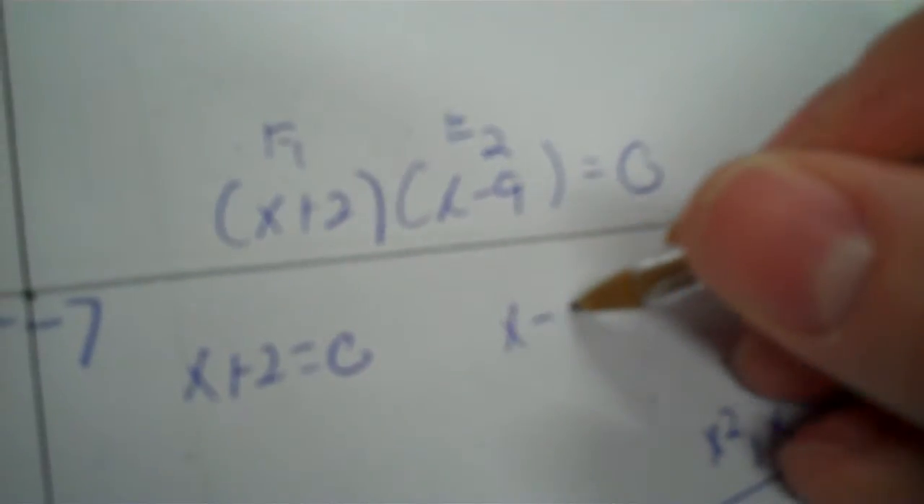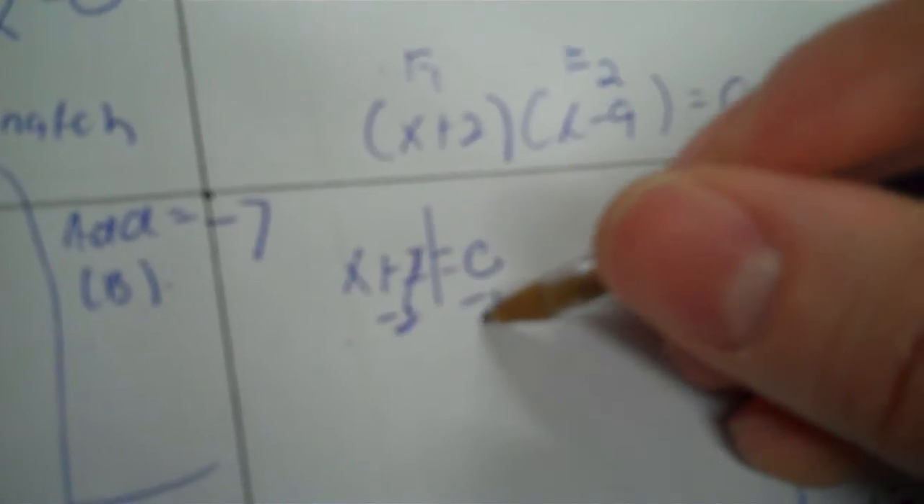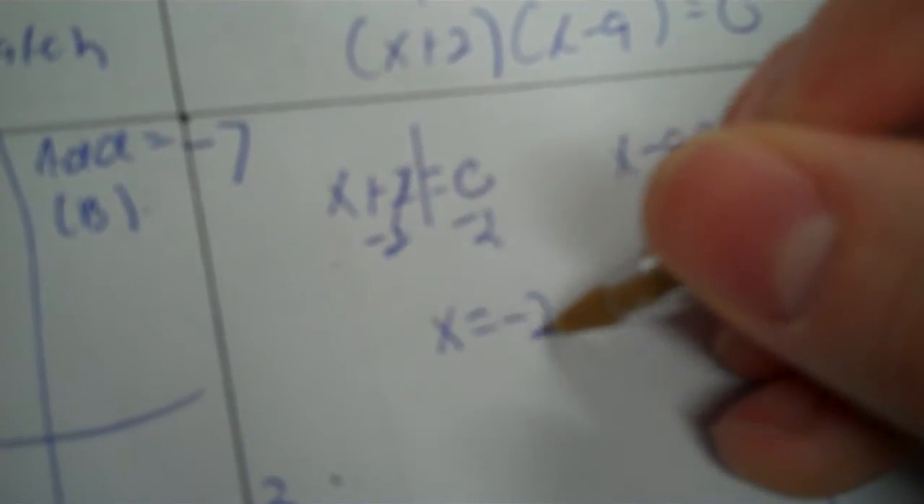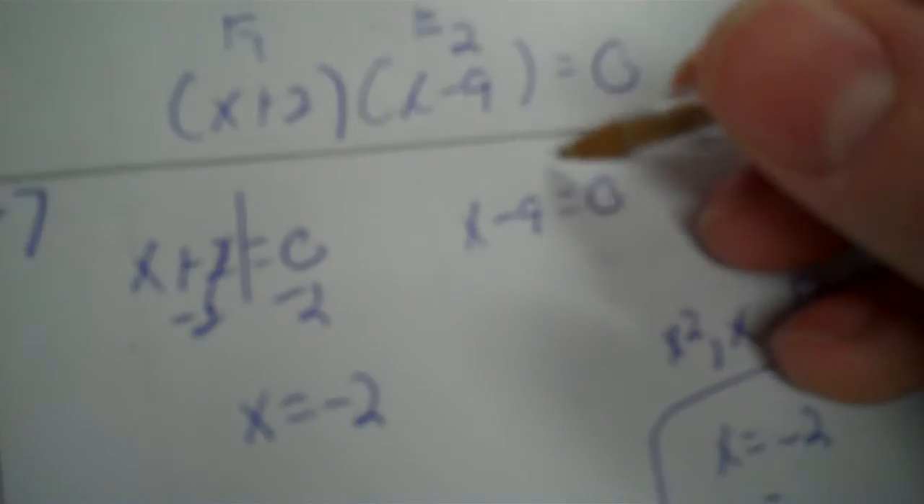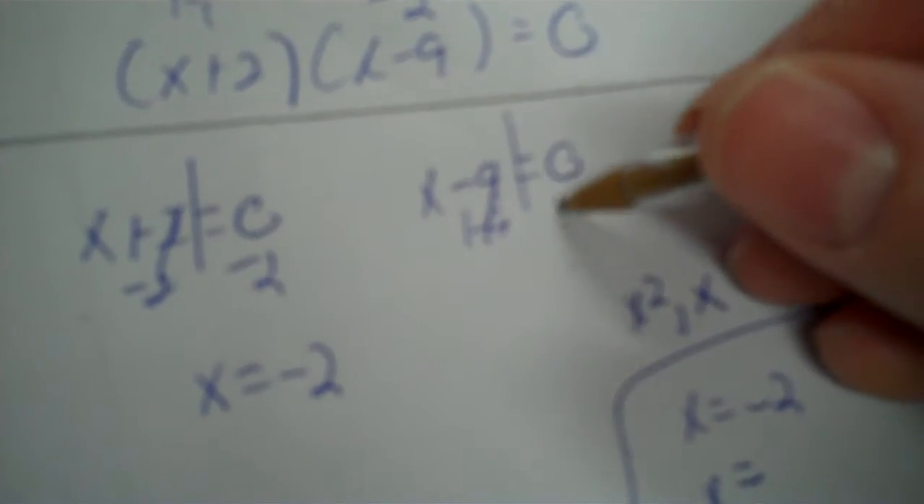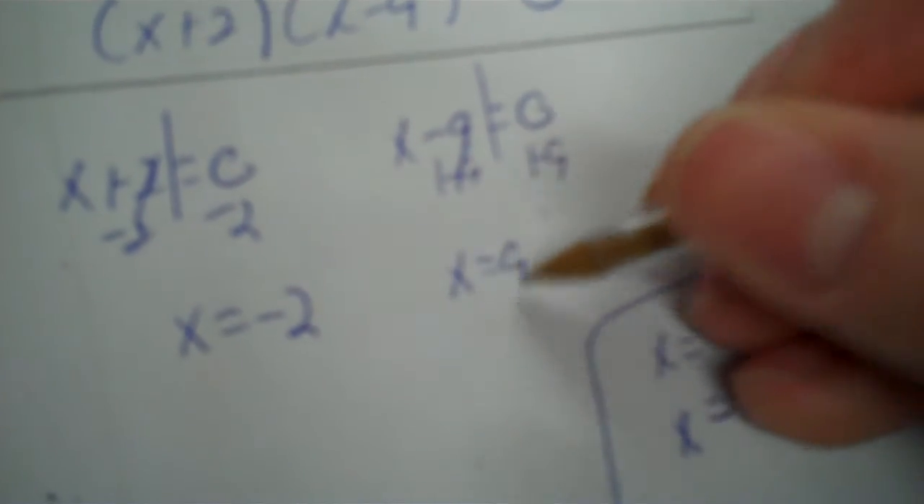Now you solve it, F1, F2. So x plus 2 equals 0, x minus 9 equals 0. So I subtract 2, 0 minus 2 is negative 2. Then I add 9, 0 plus 9 is positive 9. The answers are negative 2 and positive 9.